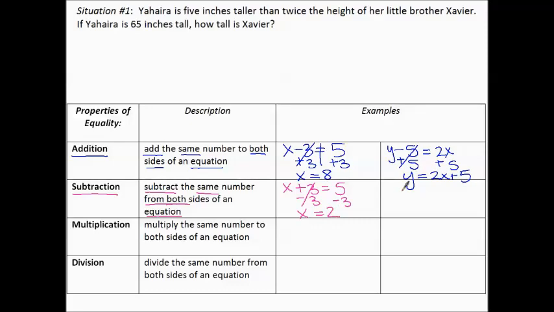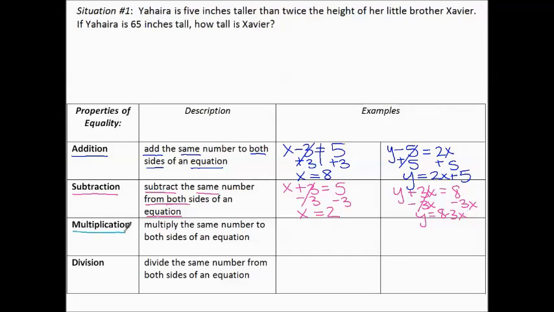Another example would be if I have y plus 3x is equal to 8. Again, I see addition. I can subtract 3x from both sides of my equal sign. Negative 3x, positive 3x, minus 3x cancels out. Y is equal to 8 minus 3x.